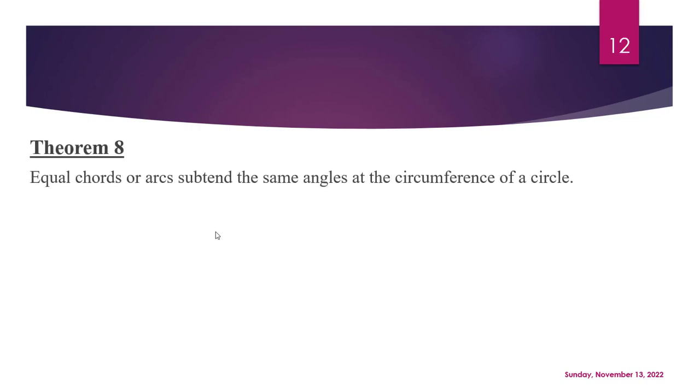Alright. So dear students, this is the last theorem that we will talk about under the theorems of circle. So we are on the 8th theorem. And this theorem says that equal chords or arcs subtend the same angles at the circumference of a circle. So take note, this is the 8th theorem.